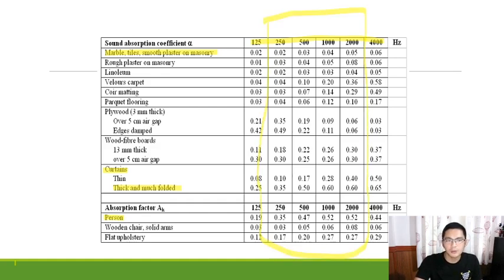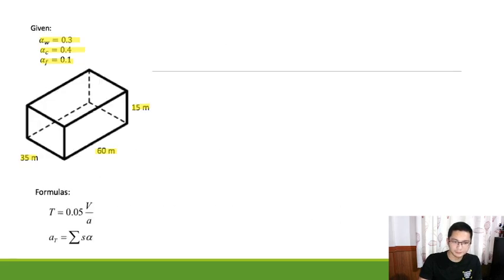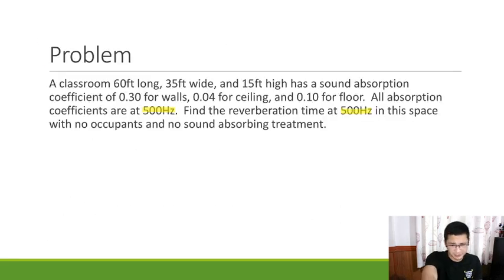So, halimbawa, kung yung ceiling ay gawa sa, ano ba pwede? Sa plywood. Kung yung ceiling ay gawa sa plywood, kunin mo yung average nitong apat na to. Yun yung gagamitin mo na sound absorption coefficient, yung NRC. So, kung yung floor ay gawa sa marbles, so yung average nito, apat na to, yun yung gagamitin mo. So, however, dito sa problem natin, given is, nasa at 500 Hz lahat. So, yun, be careful lang with that.